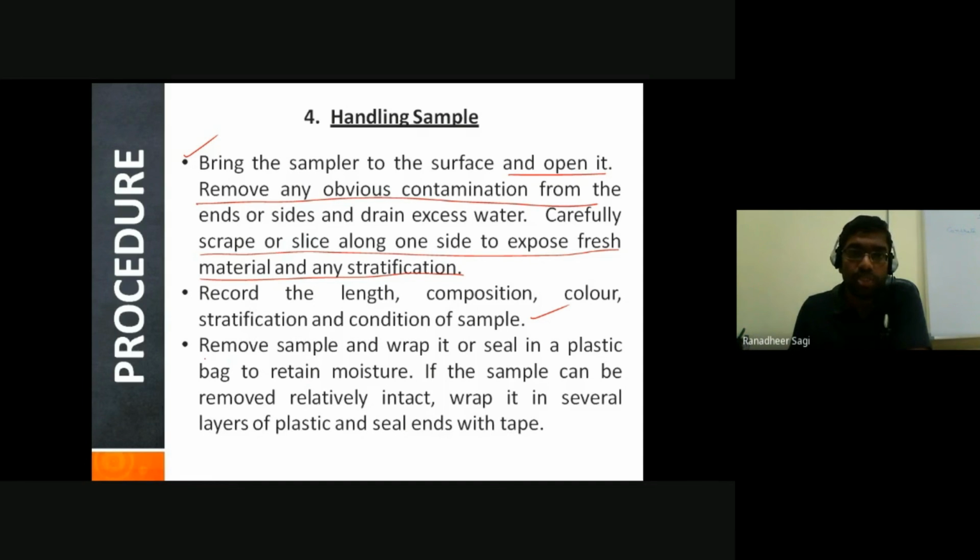All such information can be understood by looking at the soil sample collected in your sampling tube. So remove the sample and wrap it or seal it in a plastic bag to retain the moisture, so that once you seal your soil sample in a polythene cover or plastic bag, you can more or less ensure that not much variation in the moisture content takes place before the soil sample is carried from the field to the lab for subsequently determining the natural water content present in that soil.